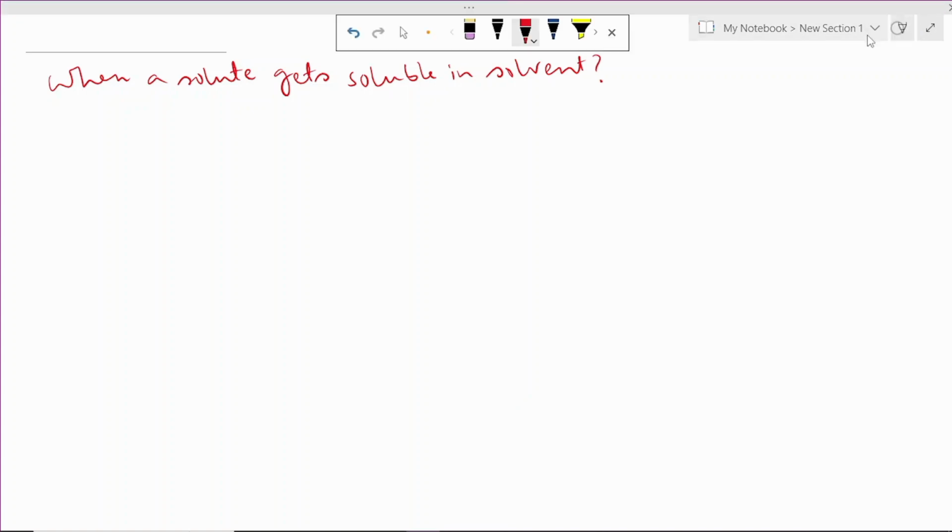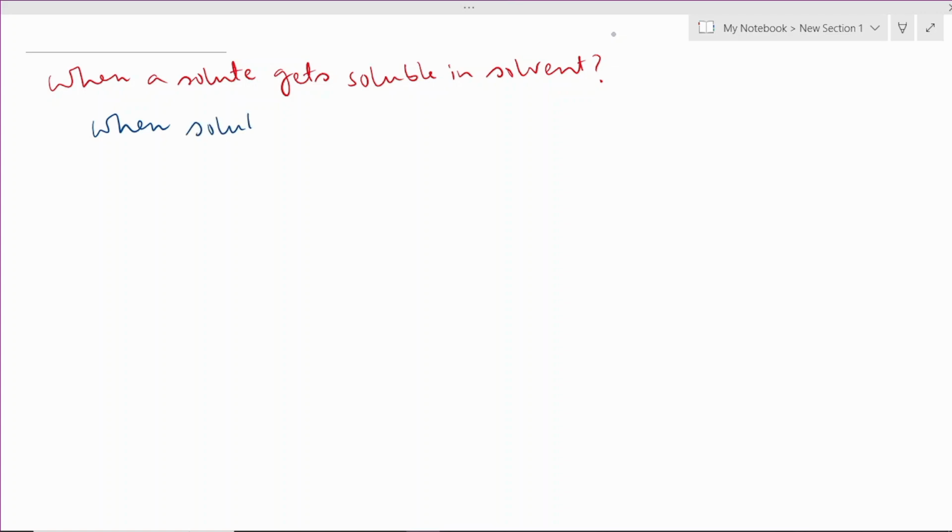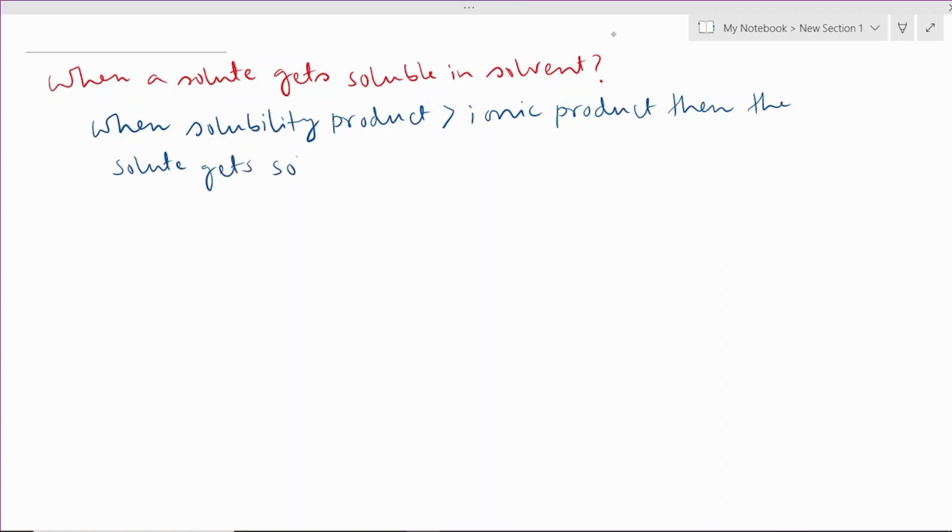Firstly, we will understand when a solute gets soluble in solvent. The answer is when solubility product is greater than ionic product, then the solute gets soluble.